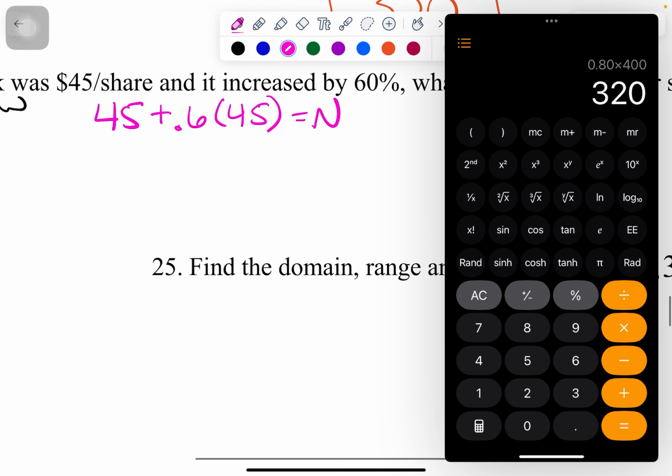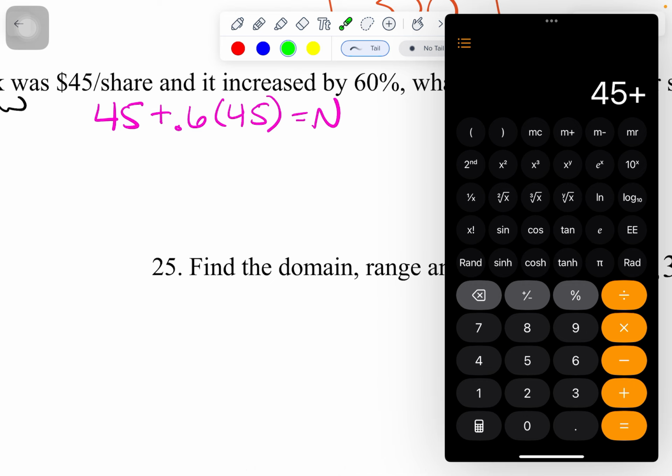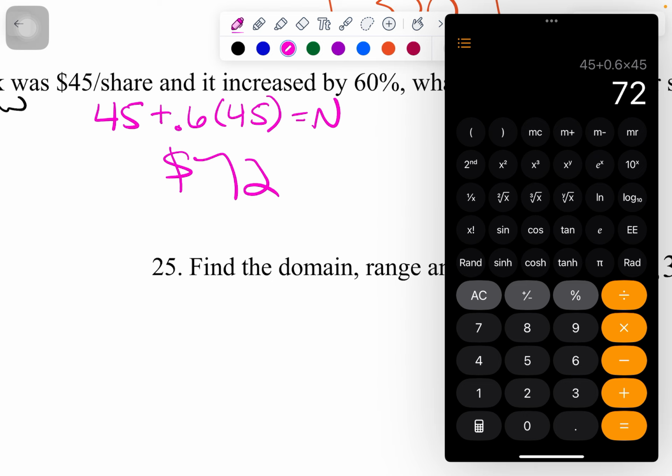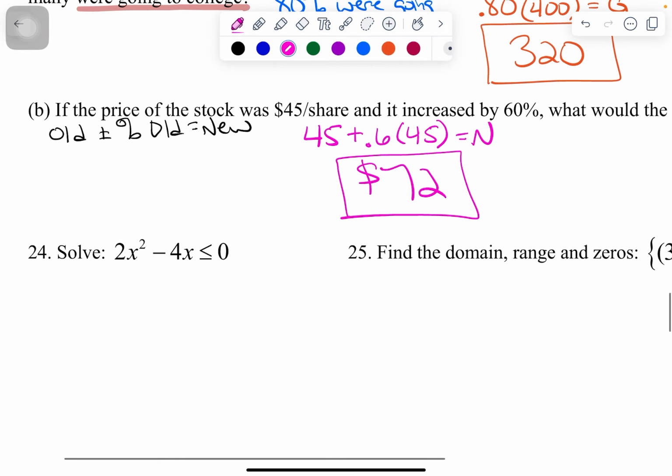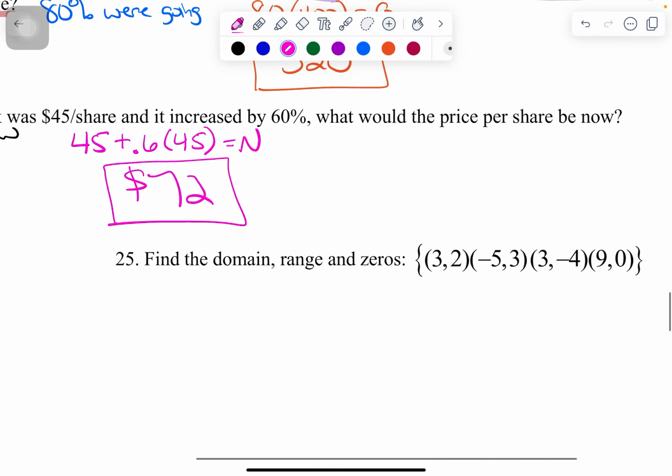So this side is all numeric. It can go on a calculator. Let's get rid of that 320 from the last run. 45 plus 0.6 times 45. The new price would be $72. So the price increased by 60%. That's a heck of an increase.